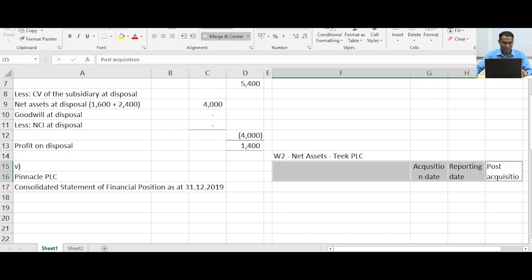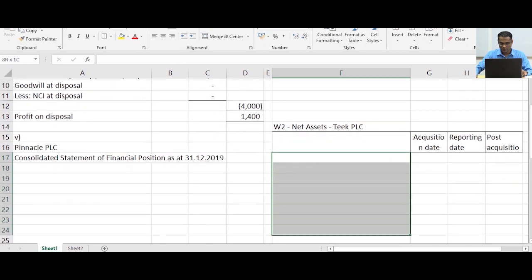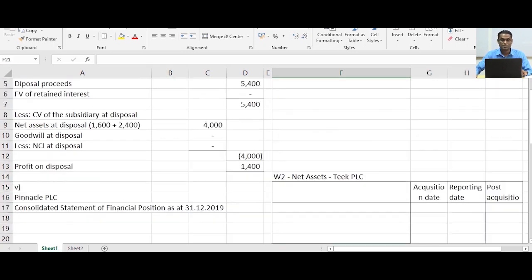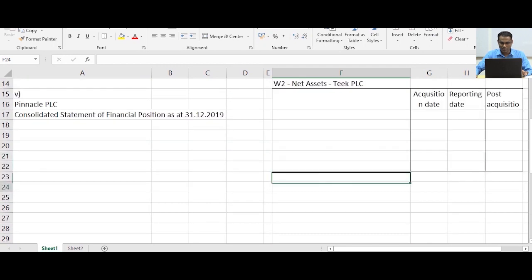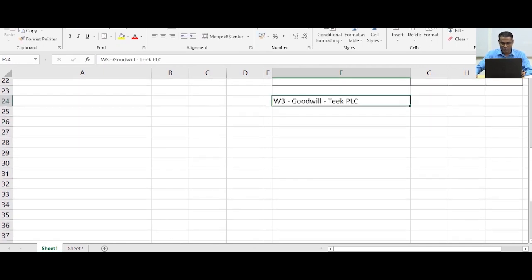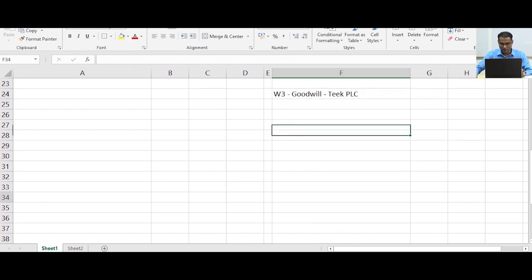So I will put up a small table there, so then it's easy for you to understand. Right. This is my net asset table, working number 2. Then working number 3 will be the goodwill calculation. Goodwill with regard to the acquisition of what? Teak PLC, yet again subsidiary. Working number 4, non-controlling interest.